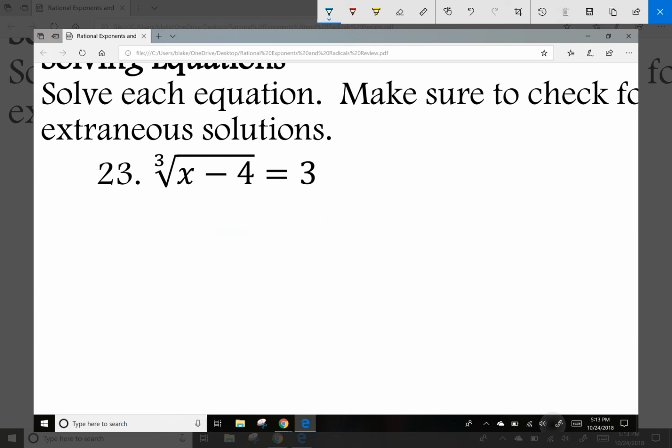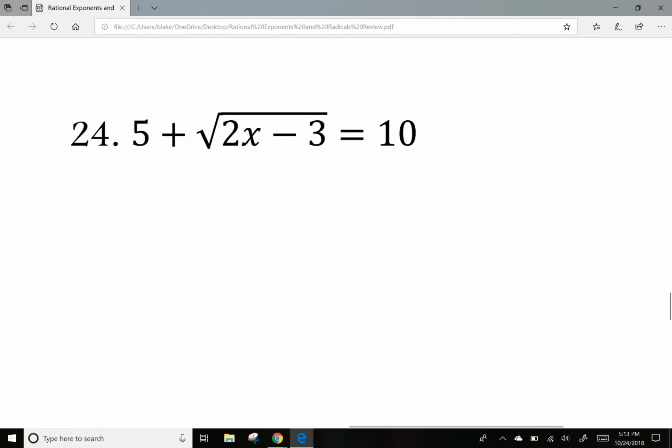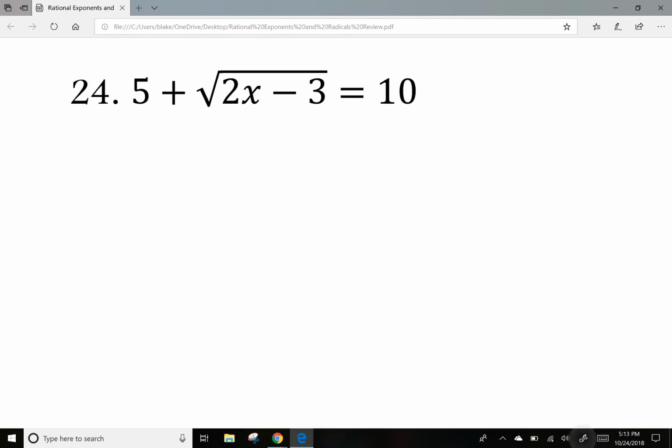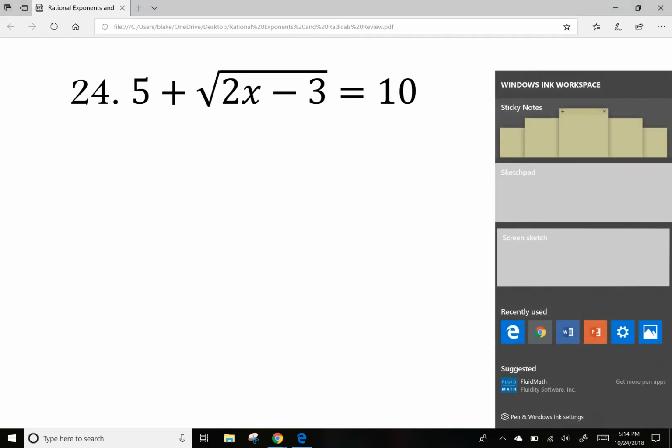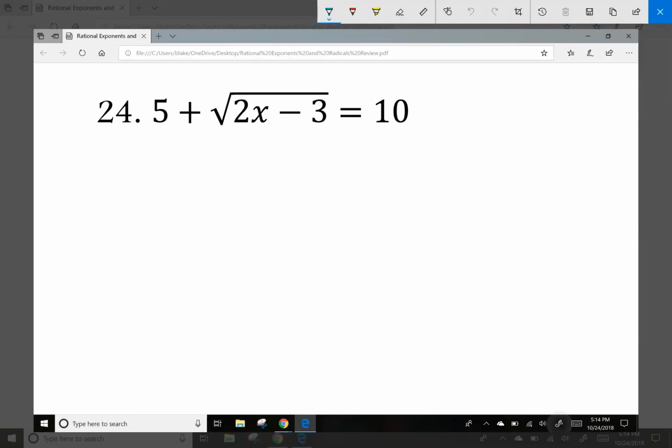All right, let's scroll down a little bit. Number 24. So number 24 is a very similar process. It's just got more steps to it.